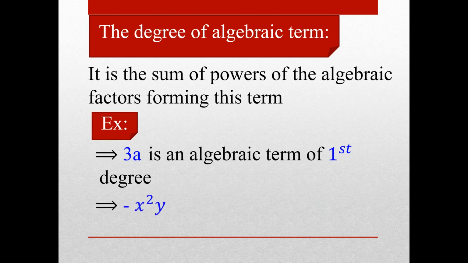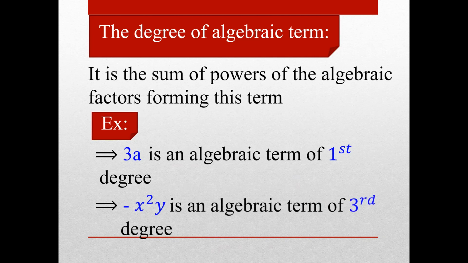Another example, negative x power 2 y is an algebraic term also. How many factors do we have? We have negative 1, the coefficient, and x power 2 and y. The degree of the algebraic term is the sum of powers of the algebraic factors only, not the numerical factor. The algebraic factors are x power 2 and y power 1. So their sum will be 3.